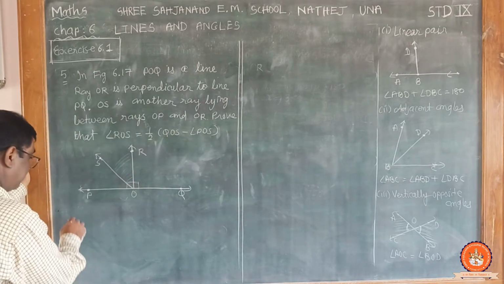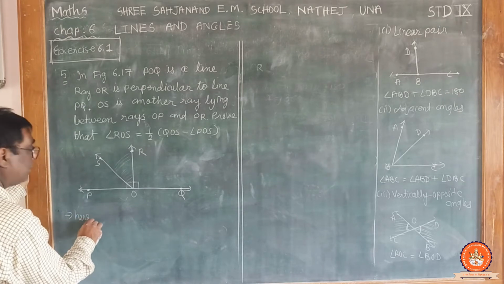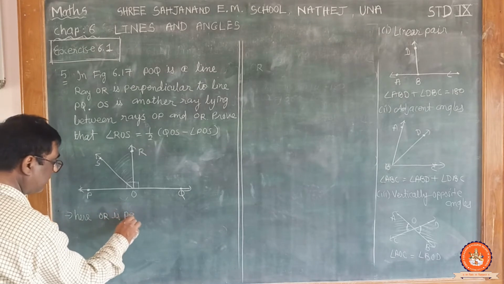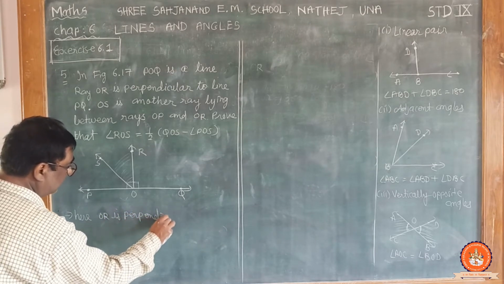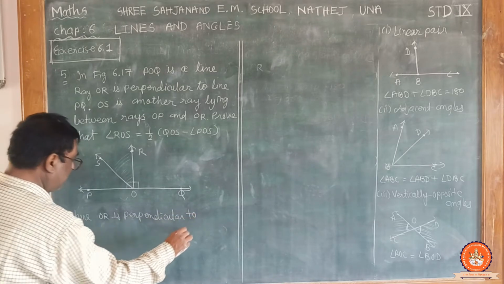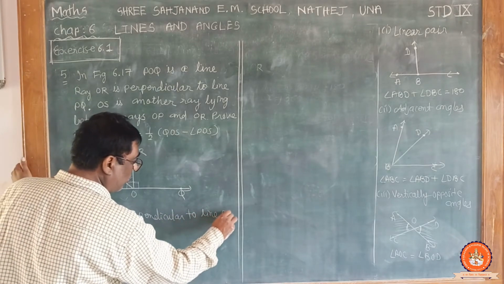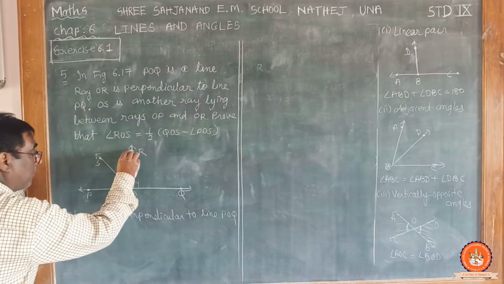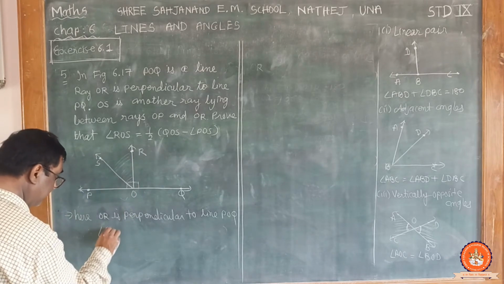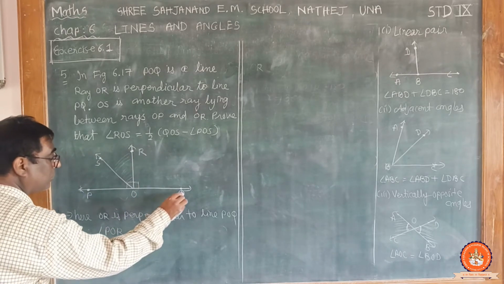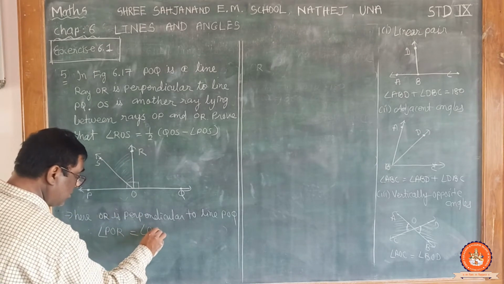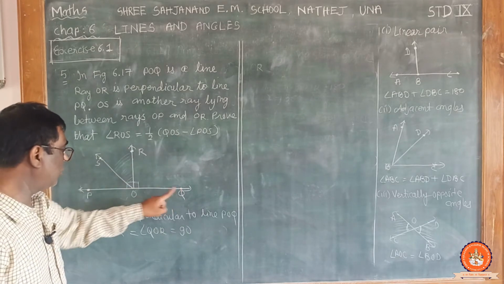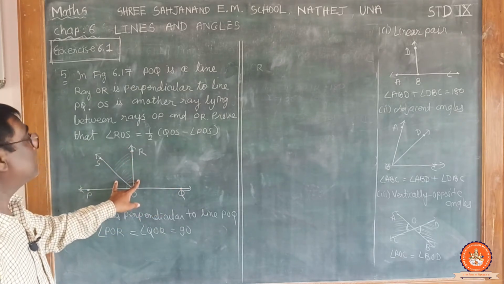Okay, so here ray OR is perpendicular to line POQ, rather PQ or POQ. So therefore angle POR and angle QOR are both equal to 90 degrees. So angle POR and angle QOR both equal 90 degrees.